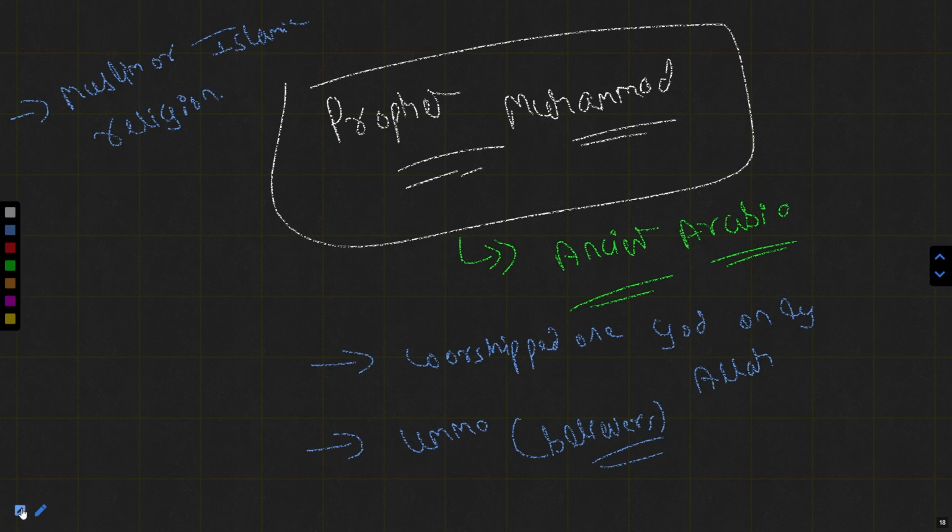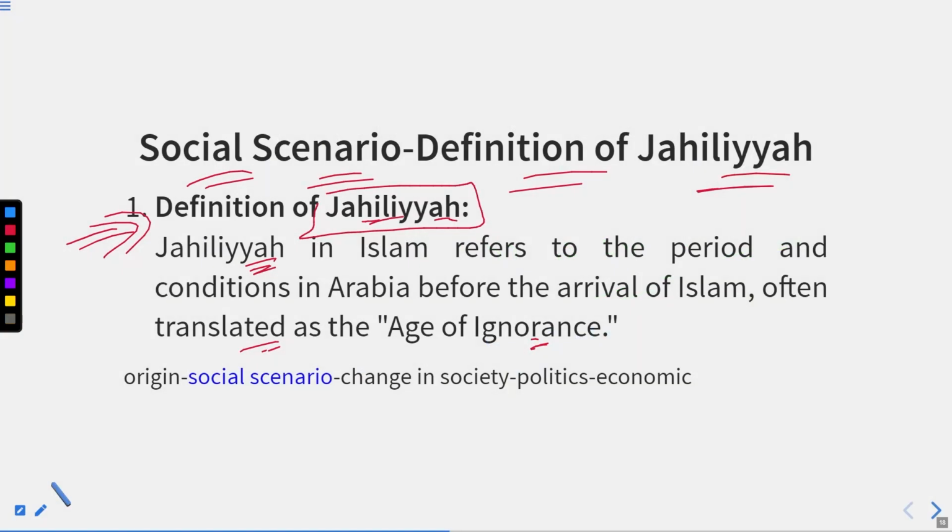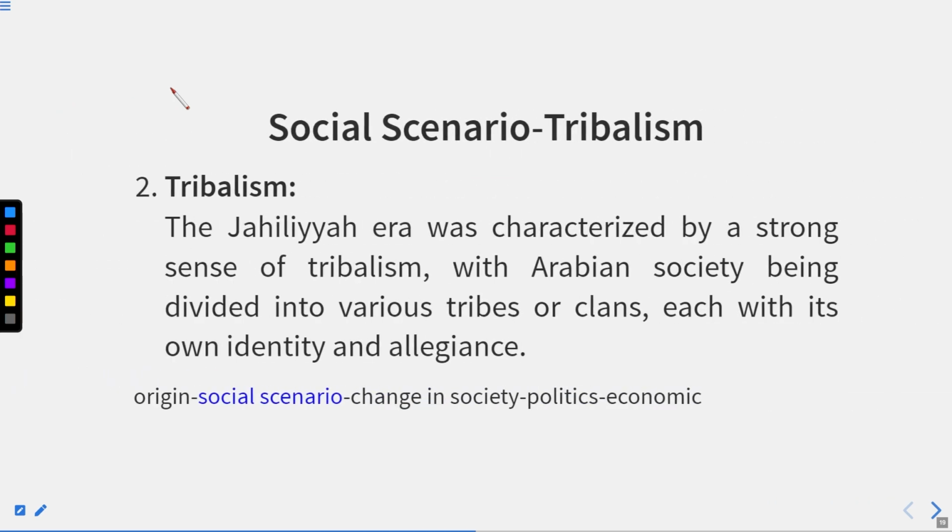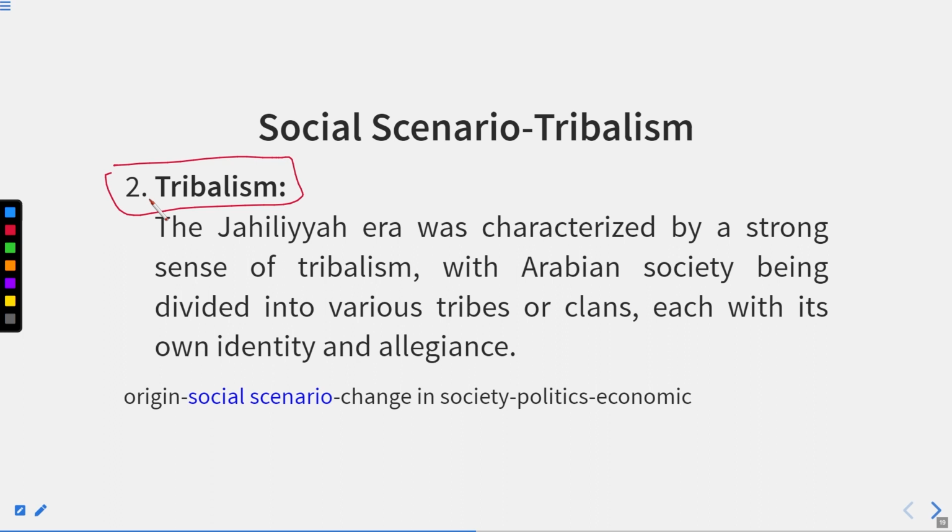Got it? So before all these changes, the time period in Arabia was known as the Zahiliya. It means age of ignorance, the age in which there was nothing to be done. Everything would be done after the introduction of Islam, so that things would be done in a proper manner. Remember this. Thereafter, tribalism. The Zahiliya era was characterized by a strong sense of tribalism, with Arabian society divided into various tribes or clans, each with its own deity and allegiance.